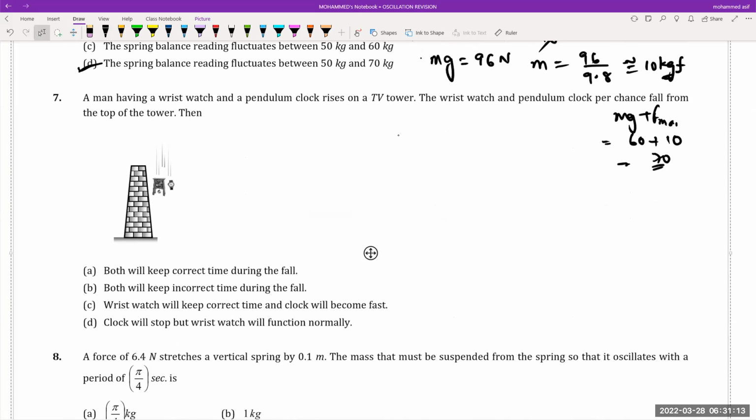चलो, seventh one. A man having a wristwatch and a pendulum clock rises on a TV's tower. The wristwatch and a pendulum clock per chance fall from the top of the tower. Then both will keep the correct time during the fall. Both will keep incorrect time during the fall. Wristwatch will keep the correct time and the clock will become fast. And the clock will stop, but wristwatch will function normally. कोई बता सकता है इसका आंसर?